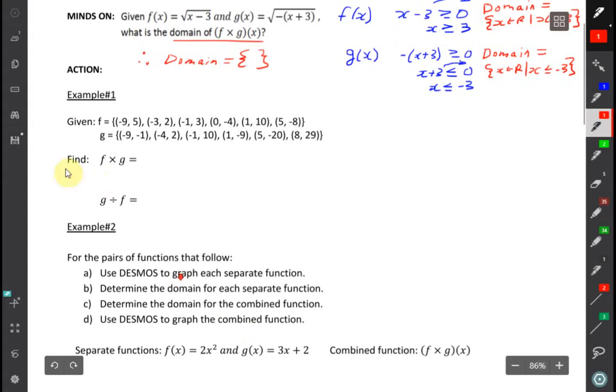Now what I'd like you to do is look at these two sets, which are given in set notation, so you actually have the points for each set. And remember, in order to combine these in either case, multiplying or dividing them, a product or a quotient, they need to have overlapping domains. So what I'd like you to do right now is go through and circle the points in each set that overlap with each other.